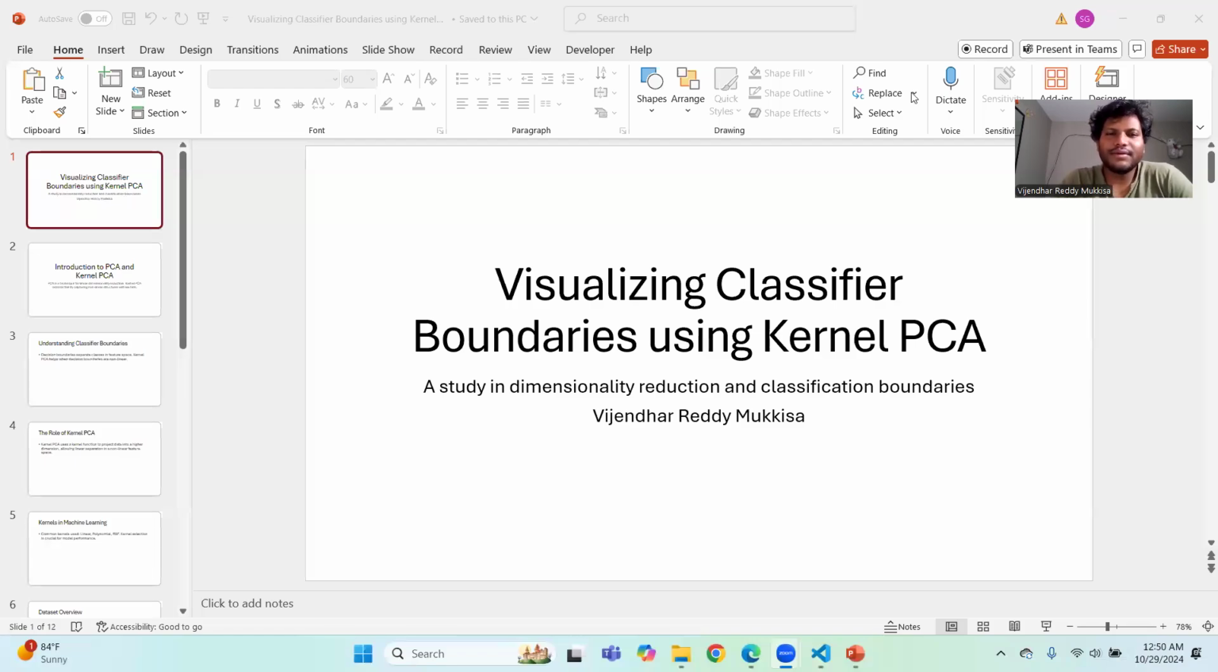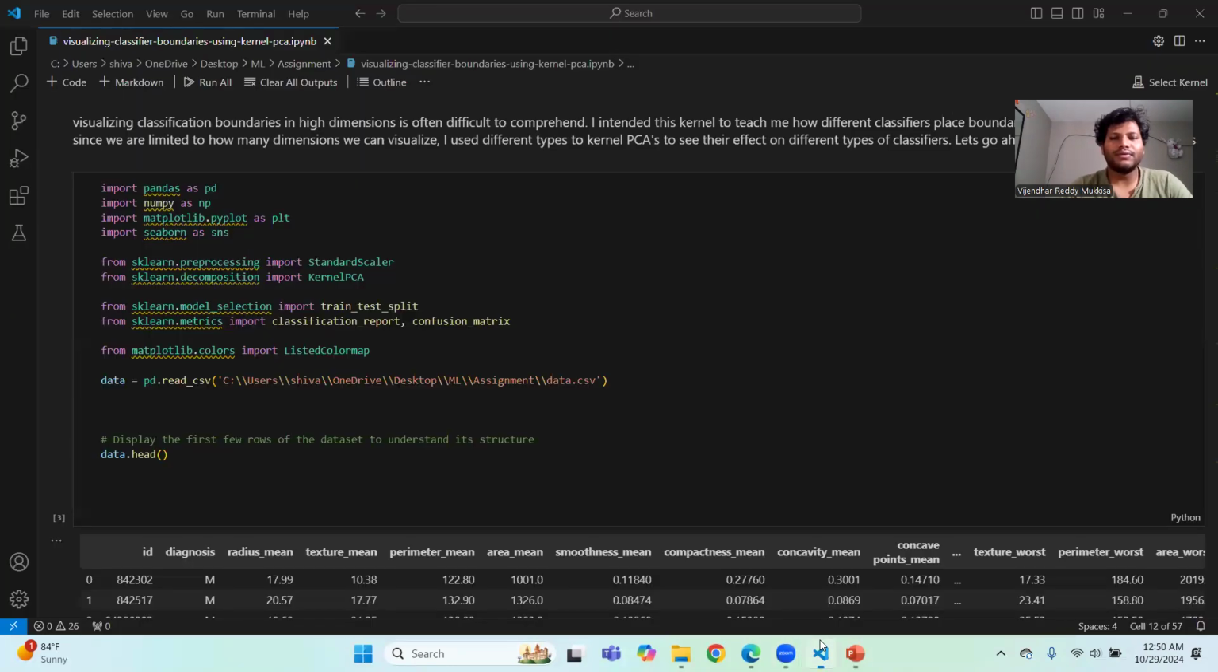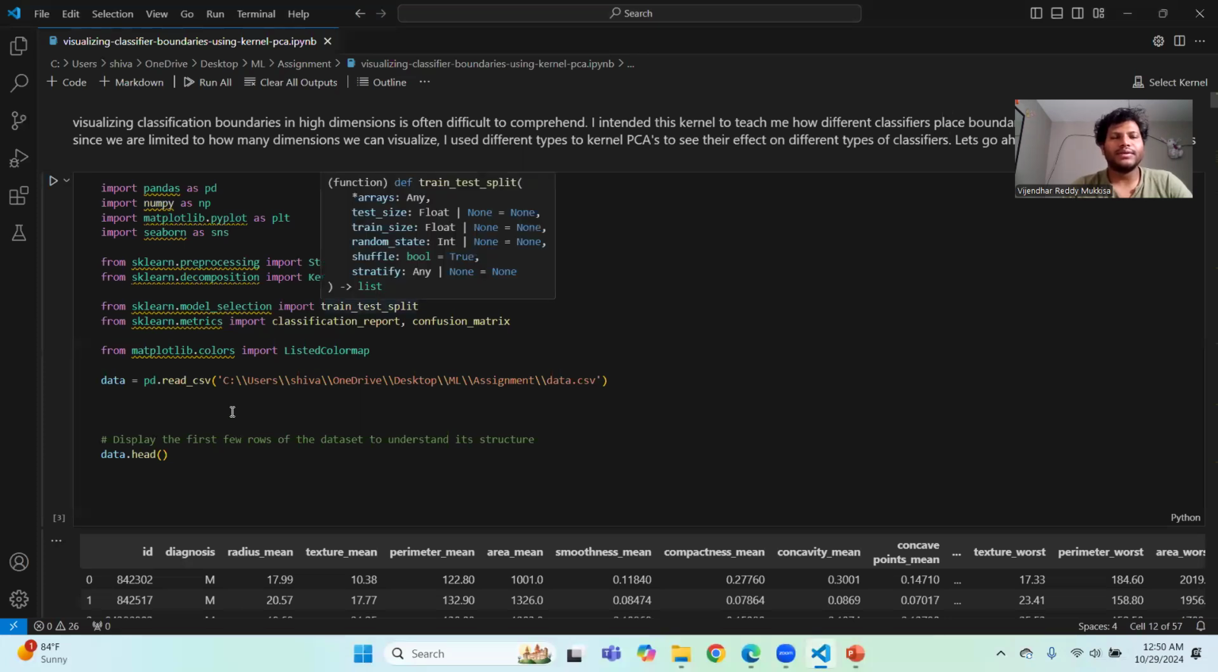Hi guys, good evening. I would like to take a moment to present the second case study, which is visualizing classifier boundaries using kernel PCA, a study in dimensionality reduction and classification boundaries, presented by Vijendra Reddy Mukisa. To begin, I would like to show the code and how it is running.